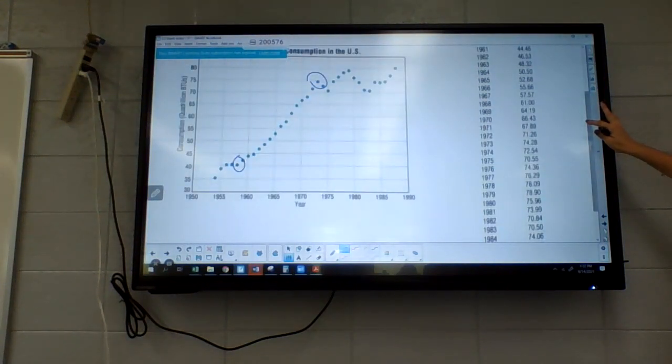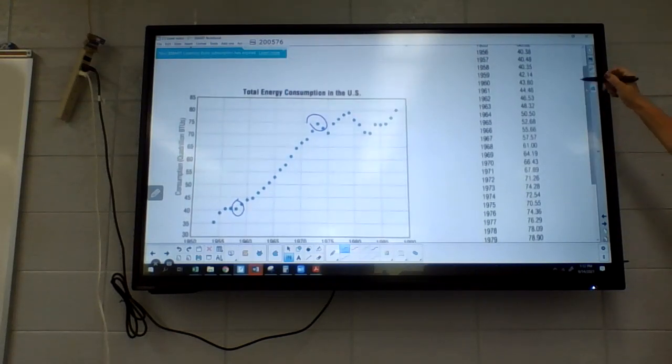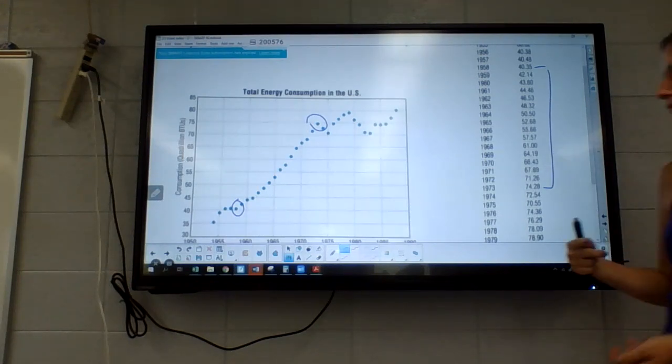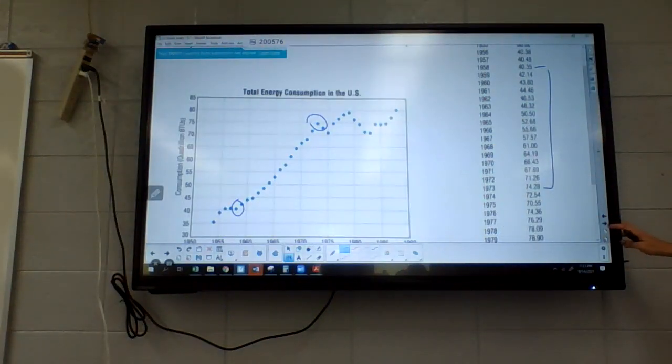So what is that, like in 1958 it started? Yes. So yeah, it was at a low point there. So 1958 to what? 73, because then it started going down again. So that's the interval where it's increasing, that chunk of time where it just kept going up. So 58 to 73.